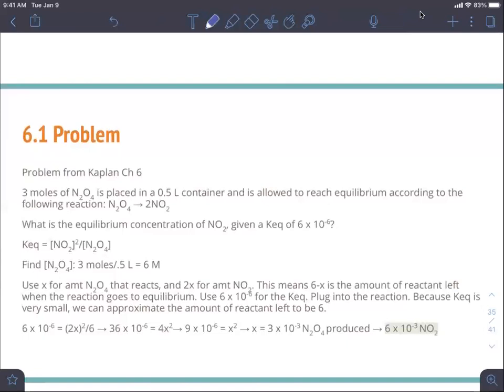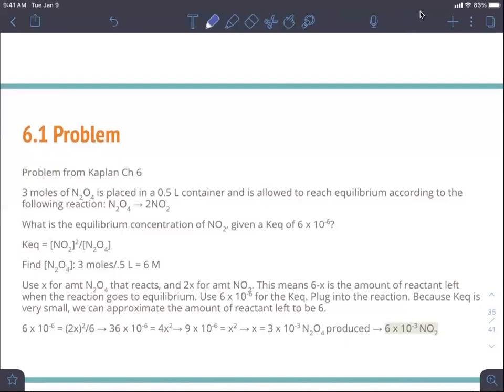So first, we have to find the molarity of N2O4. We get that because we know that molarity is just moles over liters. So we have 3 moles over 0.5 liters, so the molarity is 6. And so all we have to do is plug this into that equation.